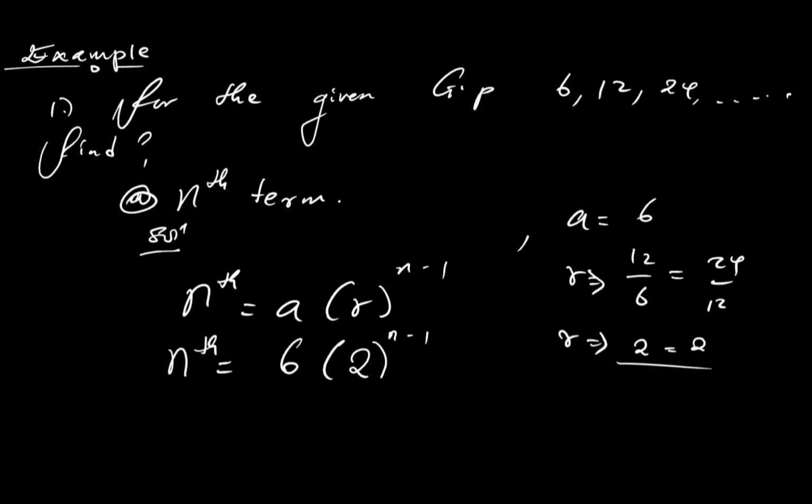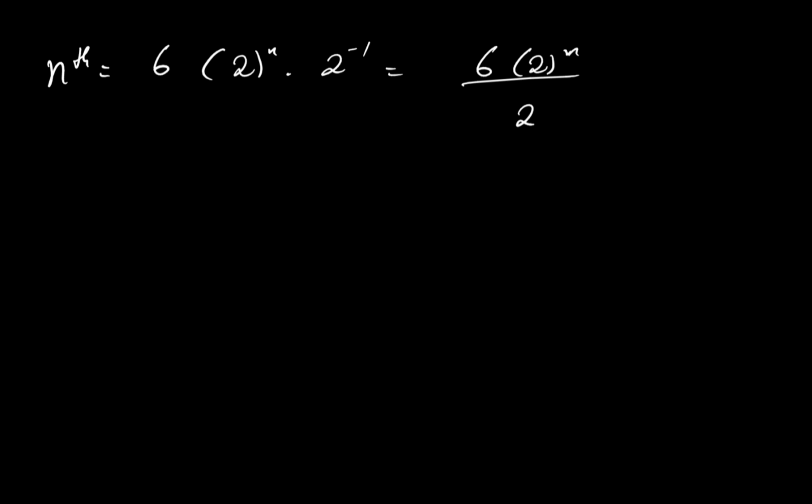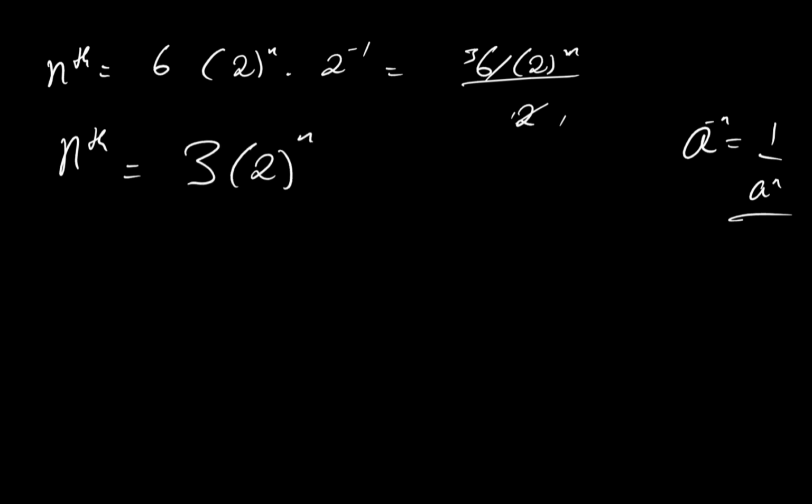Now, basically, we can leave our answer here, but it would be a bit unprofessional to do that. So let's apply the index properties. This would be 6 times 2 to the n times 2 to the minus 1. We can always change this to 6 times 2 to the n divided by 2, because having a negative power, say a to the minus n, is the same as 1 over a to the n. So if I reduce this, we have 2 into 6 as 3. Therefore, the nth term in this particular geometric progression is 3 times 2 to the n.